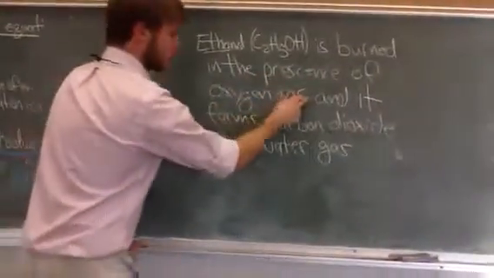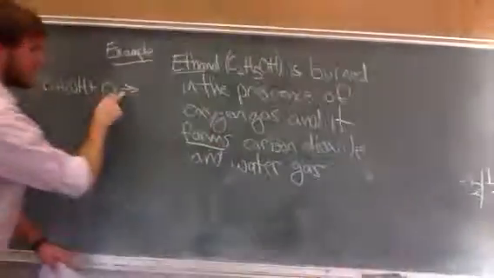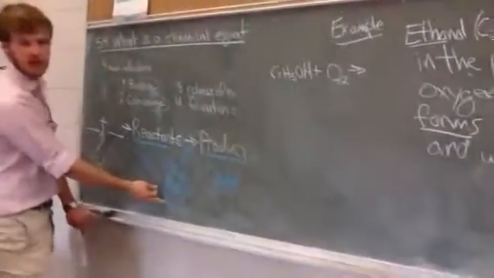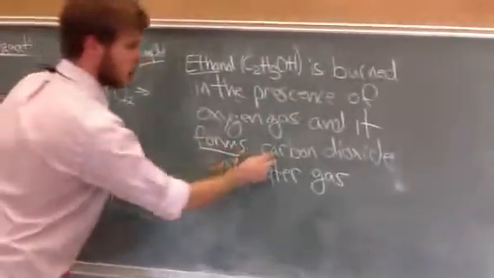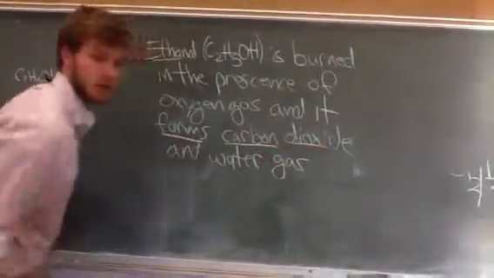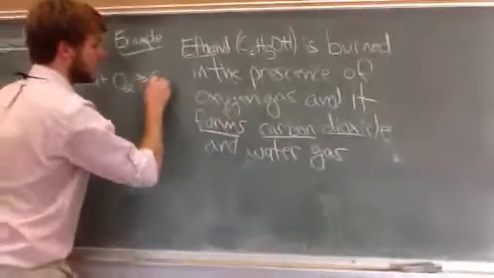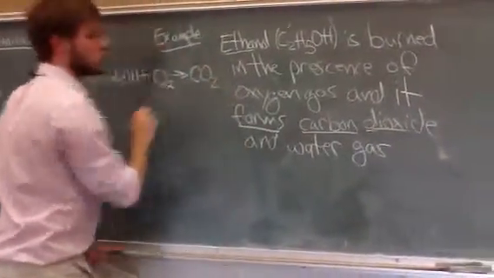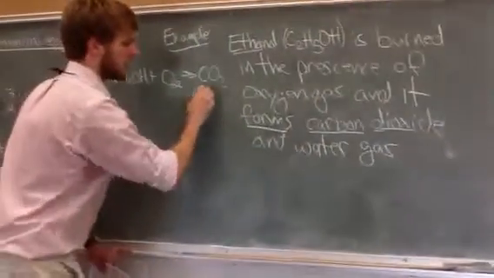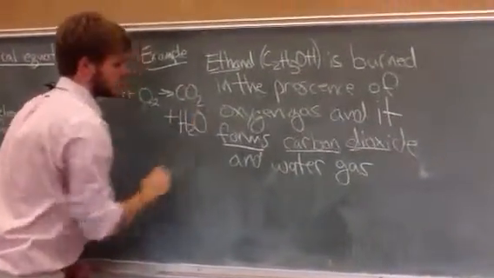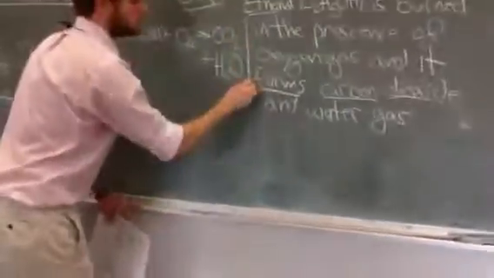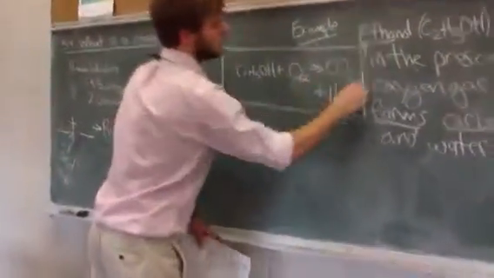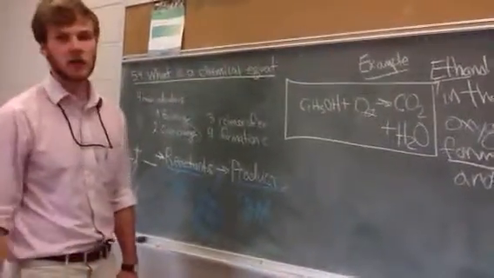In the presence of oxygen gas, and it forms, that's the key word, the arrow, forms, makes, yields, it forms carbon dioxide. And if you're good at Unit 4, you know carbon is C, dioxygen means 2, so there is 2 O's, CO2, plus water gas, and most of us have committed to memory already, H2O. Okay? So that's how we go through it.